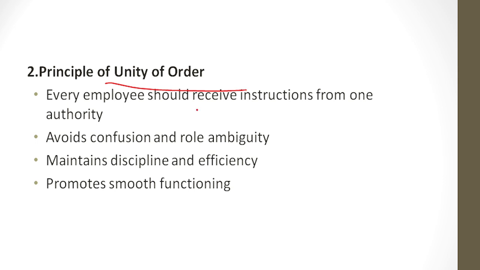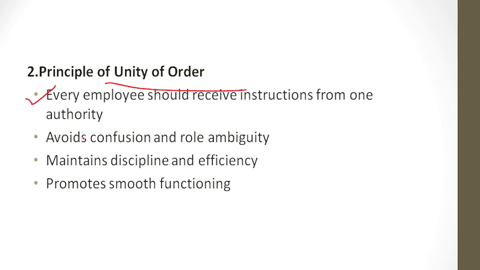Coming to the second principle, it is unity of order. That means every employee should receive instruction from one authority. See what happens in an institution if there are many authorities and everybody gives their own instruction: there can be misunderstanding and conflict. So authority is one, and every employee should receive instruction only from one authority. That is the principle of unity of order.